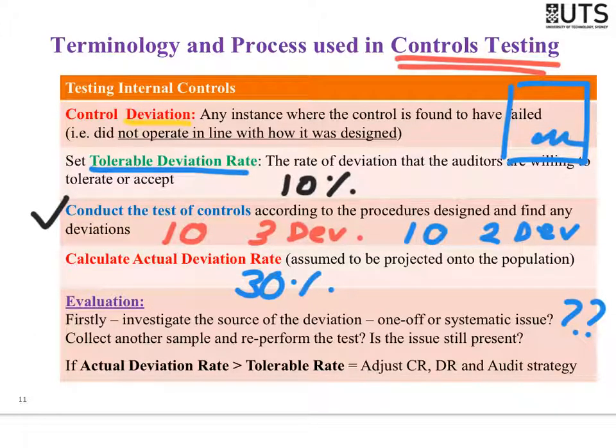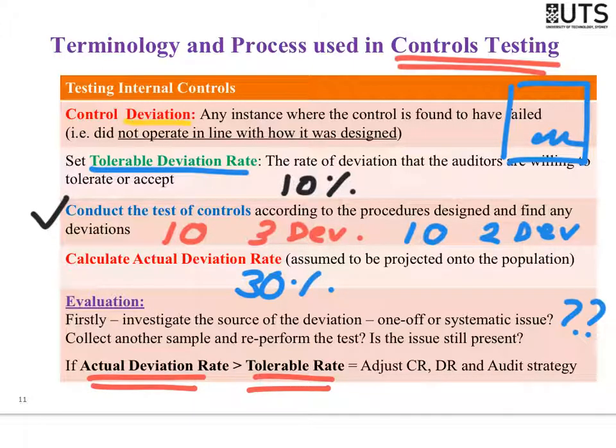You compare your actual deviation rate, which in this case is 30%, to your tolerable rate, which we had as 10%. Now, in this situation, we've got 30%, as we noted, was not working, over the 10% that we were willing to tolerate. Now, do you think that this is an issue? Do you think this is an issue? Yes or no? Here's how it works. Here's your story.